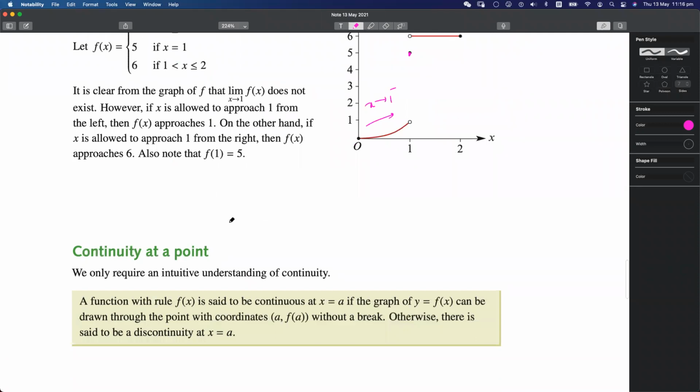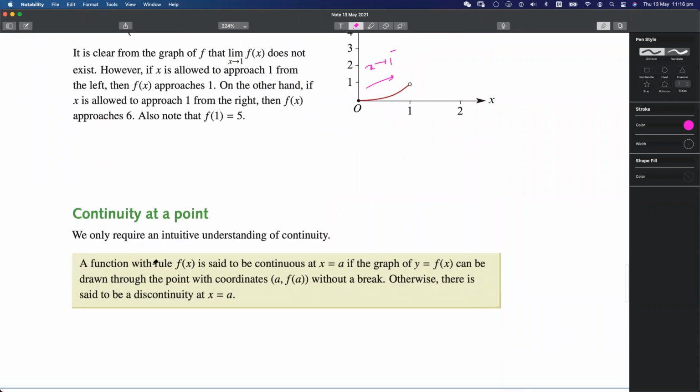Okay, we're going to have a look at another topic, continuity at a point. We only require an intuitive understanding of continuity, which means you don't have to get too deep into it. A function with rule f of x is said to be continuous at x is equal to a if the graph of y is equal to f of x can be drawn through the point with coordinates a, f of a without a break. Otherwise it is said to have a discontinuity at x is equal to a.